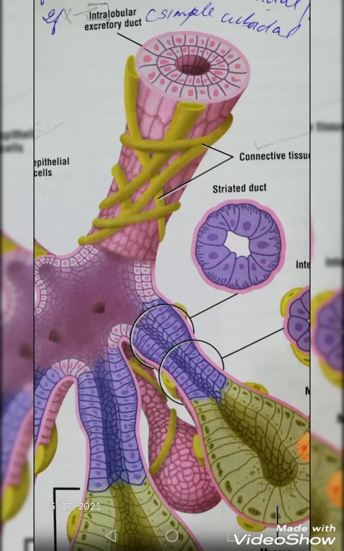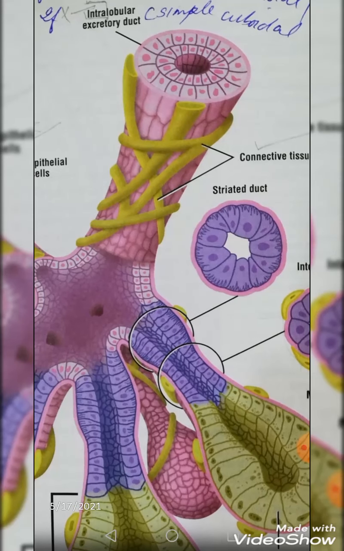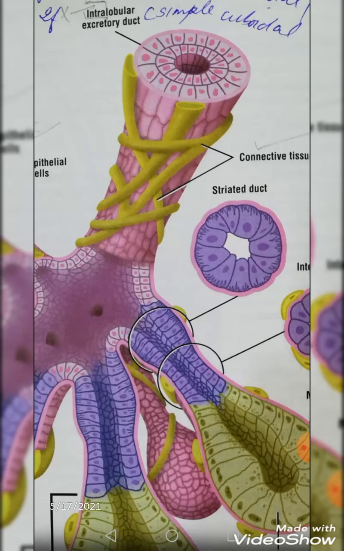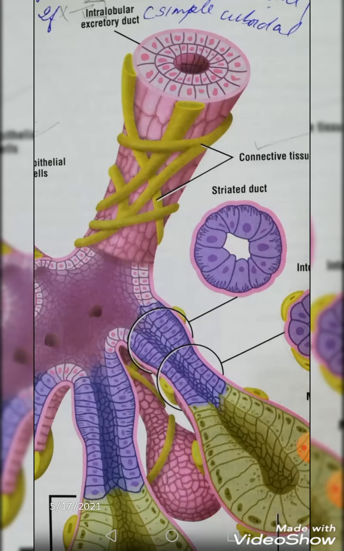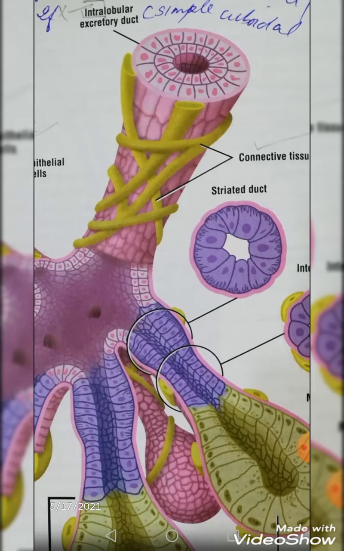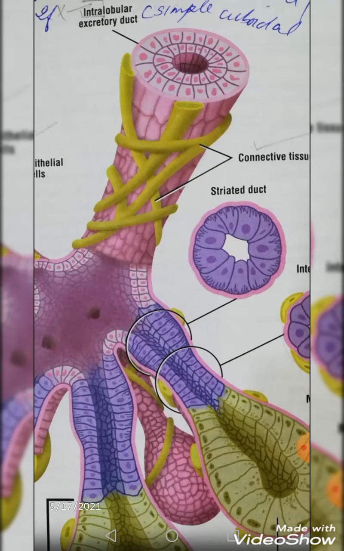So that is why we call them excretory ducts. The interlobular ducts are called excretory ducts because they do not modify the secretory products. I am mentioning this again and again.